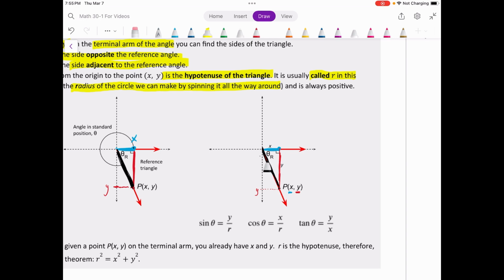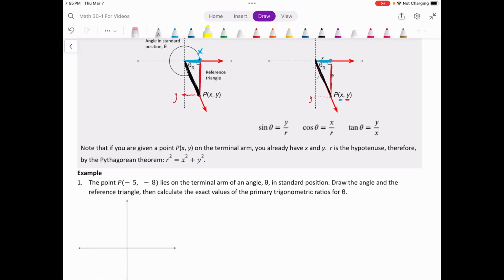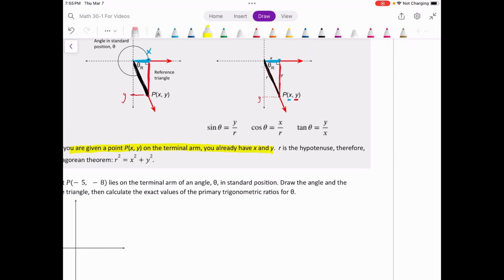So opposite over hypotenuse for our reference angle is y over r, right? Adjacent over hypotenuse is x over r, so cos is x over r. And opposite over adjacent is y over x, right? So tan of this reference angle would be the y value over the x value, okay? So note that if you are given a point x, y on the terminal arm, you've already got x and y, right? If you have the point on any angle's terminal arm, you can figure out what the x and the y are for any of these ratios.